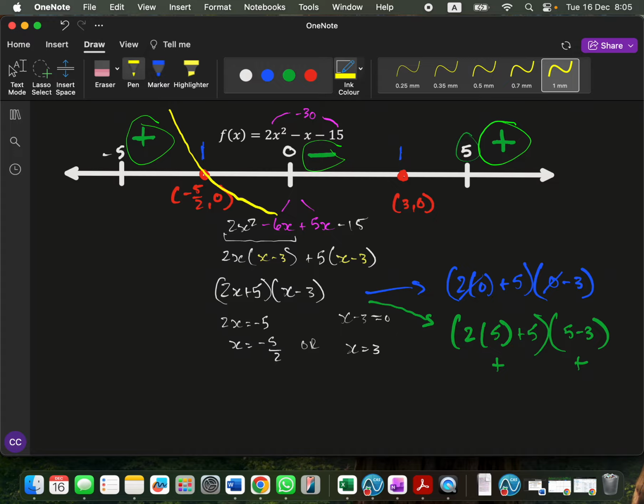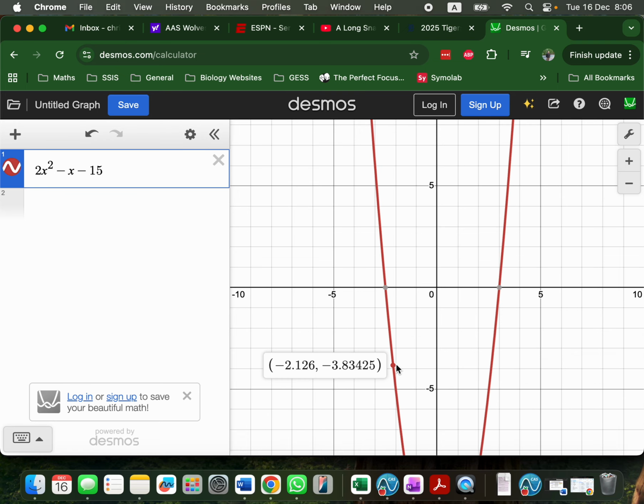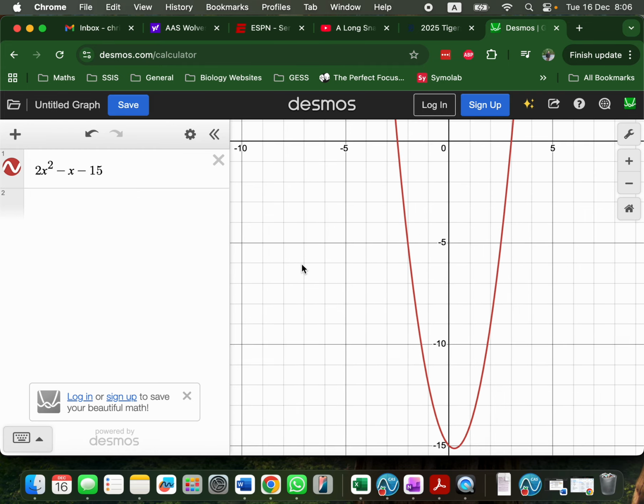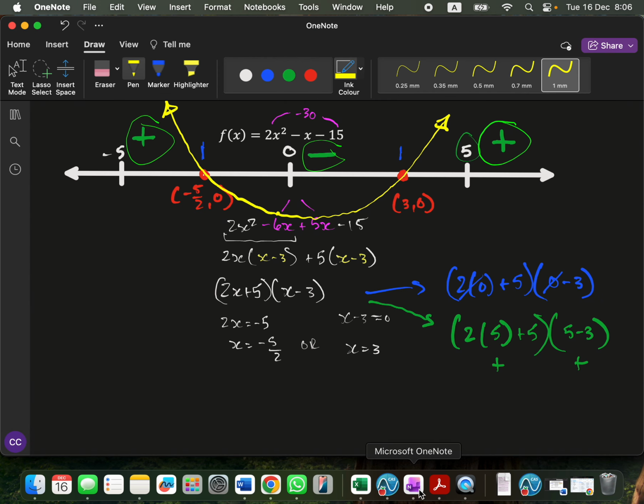It doesn't have to be perfect, just showing that we know that this is a parabola and it's going to look something like that. And just to check that, I've got Desmos out. So if I did 2x squared minus x minus 15, sure enough, that's the parabola that I get. I can see that that's negative 2.5, and that's 3. So we've got ourselves a quick way of sketching out what a function looks like.